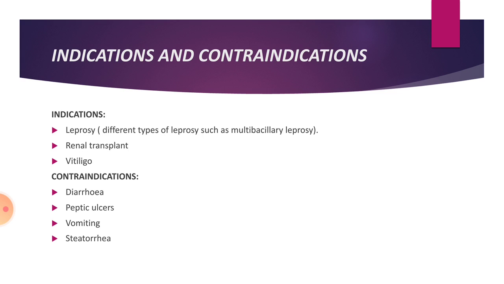It is also indicated in renal transplant and vitiligo. Vitiligo is a long-term condition where pale white patches develop on the skin. It is caused by the lack of melanin, and melanin is the pigment in our skin.